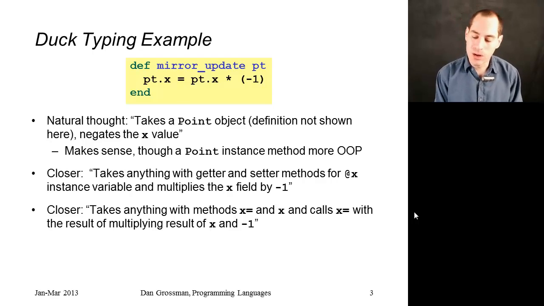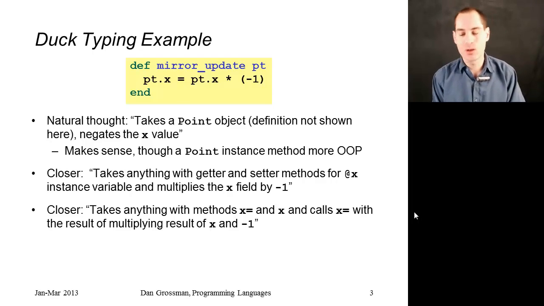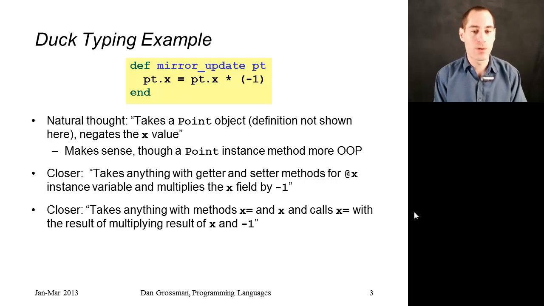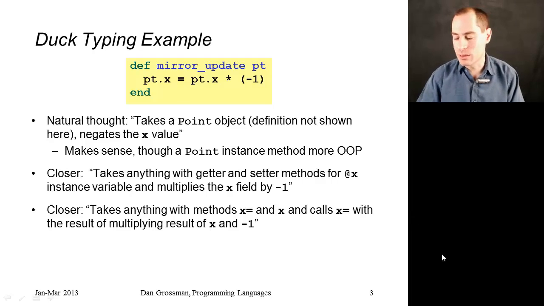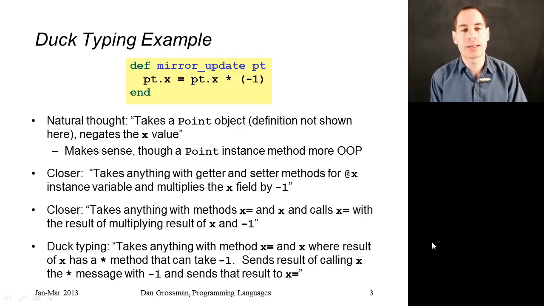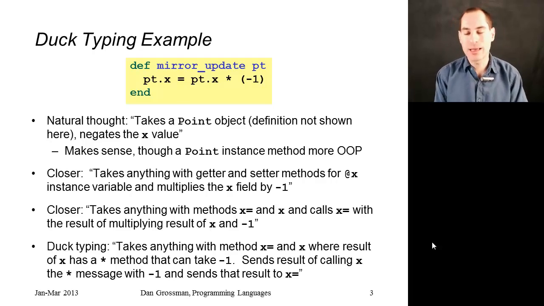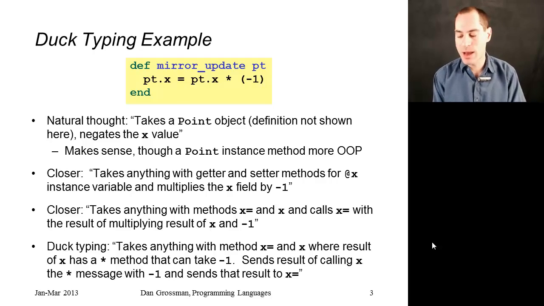And just to finish the story, this is still not quite correct, because you're assuming in this description that the star method is actually performing multiplication. There's no reason that needs to be the case. I would say that the true duck typing interpretation of this code is that it takes anything with a method x= and a method x, where the result of calling the x method, where we say point.x, is an object that has a star method that can take -1. And then what this method does is it sends the result of calling x the star message, -1, and sends that result to the x= message.